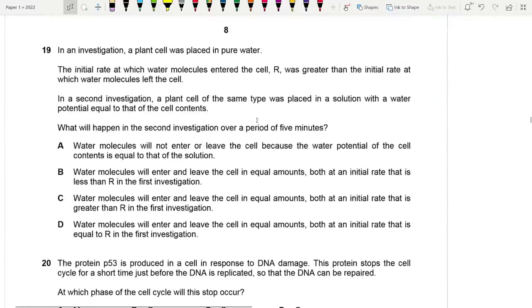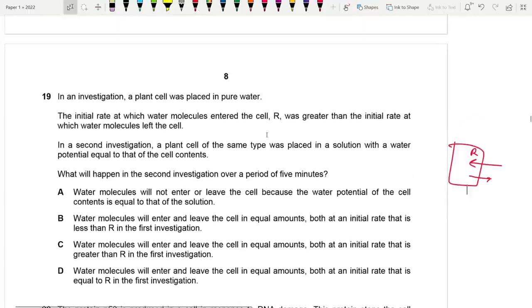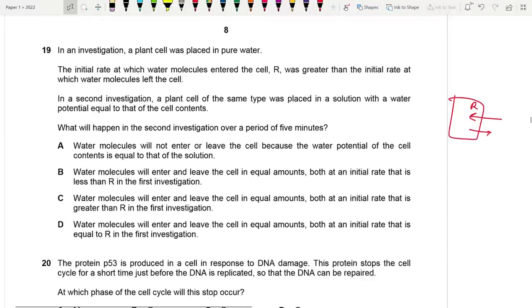Okay, let's go to 19. In an investigation, a plant cell was placed in pure water. The initial rate at which water molecules entered the cell, R, was greater than the initial rate at which water left the cell. Okay, so water was entering the cell. This was greater than the rate at which water left. In a second investigation, a plant cell of the same type was placed in a solution with a water potential equal to that. What will happen in the second investigation over a period of 5 minutes?